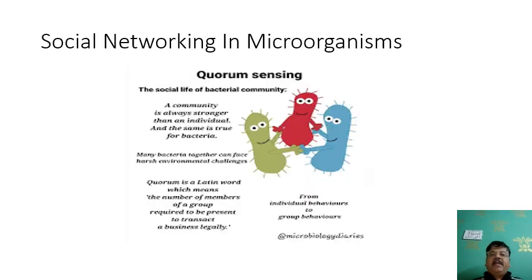So it is a social networking of microorganisms, the social life of the bacterial community. A community is always stronger than an individual, and the same is true for bacteria. It is a collective effort of bacteria irrespective of the species. Many bacteria together can face harsh environments and challenges, and survival of the organism occurs. The word quorum in Latin means the number of members of a group required to be present to transact business legally. Quorum sensing also occurs in microorganisms, which gives a survival benefit to the organisms.